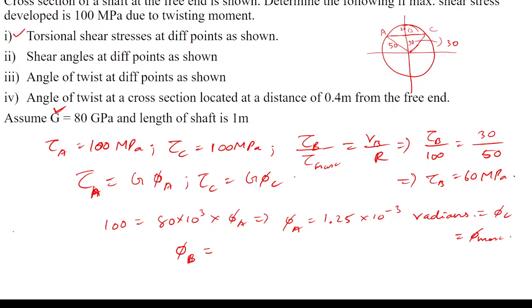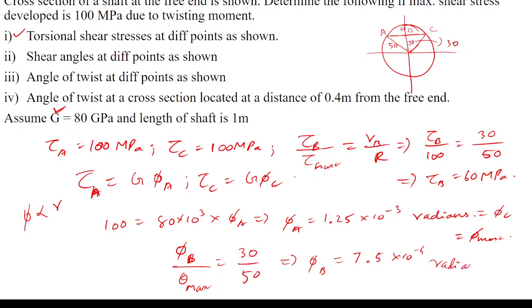Again, what we have discussed, phi is directly proportional to r, right? Yes or no? Yes. So phi b by phi max is equal to 30 divided by 50. So from this I can find out the value of phi b, and phi b here is 7.5 into 10 to the power of minus 4 radians. I'm assuming everyone is following, okay? If you have any doubts, you can please ask.